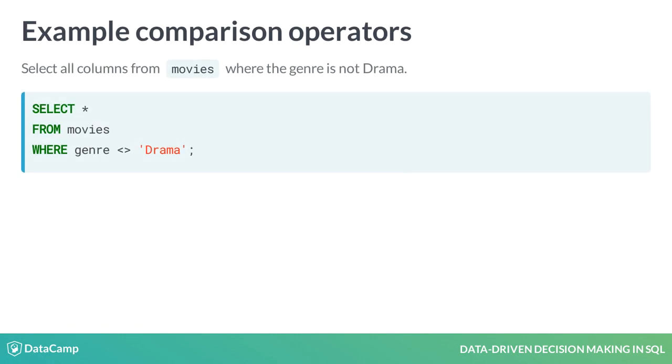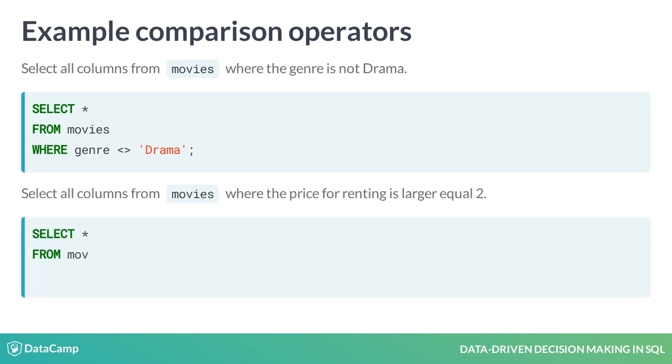Here are examples of comparison operators. In the first example, we select all columns from movies where the genre is not drama. In the second example, we select those movies with a renting price greater than or equal to 2.